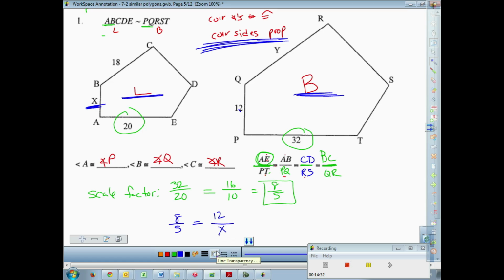Now, how do you solve that proportion? Cross multiply. So 8x equals 5 times 12. Isn't that 60? Correct. And then divide by 8. Does that come out nice? Yes or no? Not really.